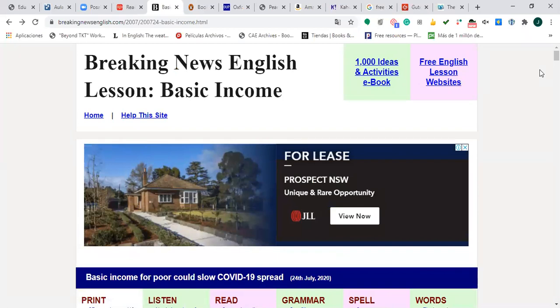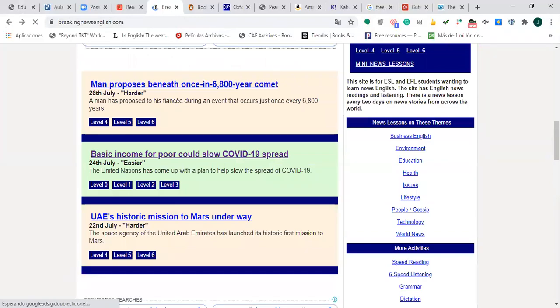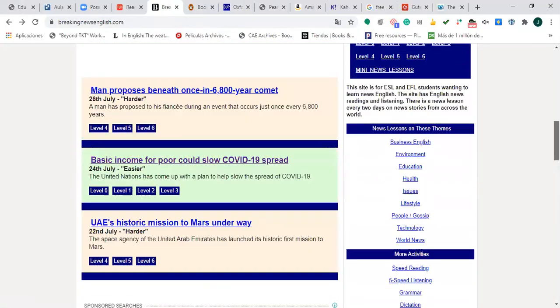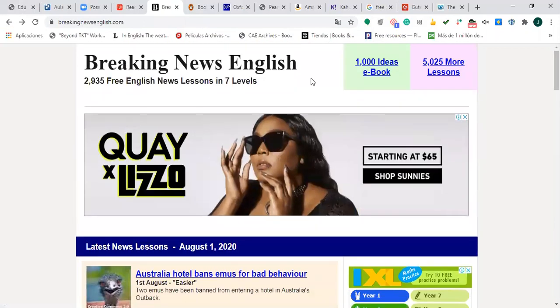And also listening. This page says you have the article and also they can listen to the audio of these articles. So I'm gonna give you again that web page. You have a lot. You're not gonna have enough time. So you can download a lot of material here, right? So I'm gonna write it on the chat again. Yeah, don't forget, this is the webpage, breakingnewsenglish.com. Yeah, www.breakingnewsenglish.com. So you can use this.